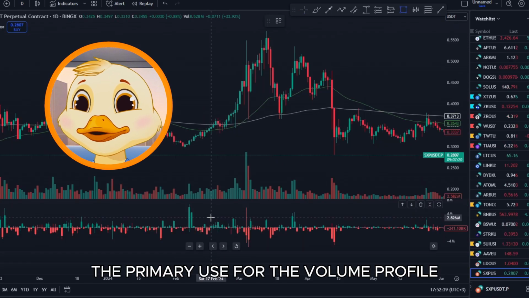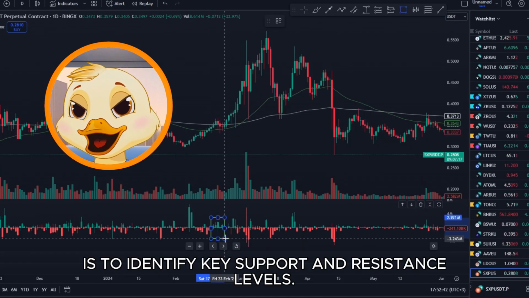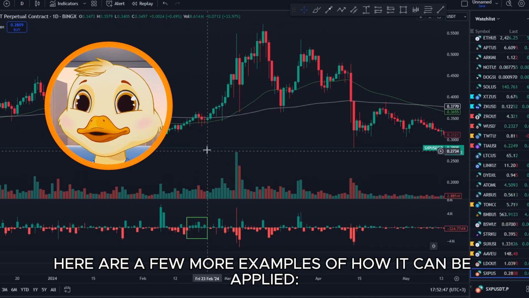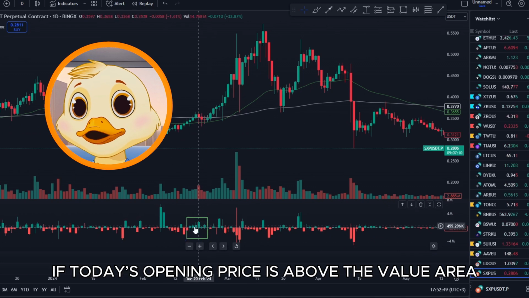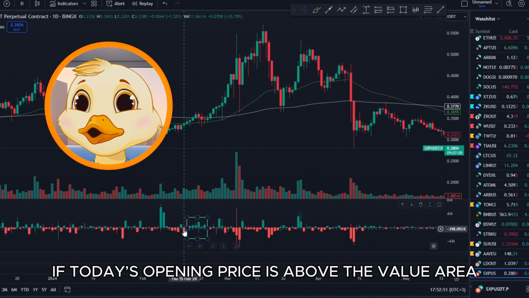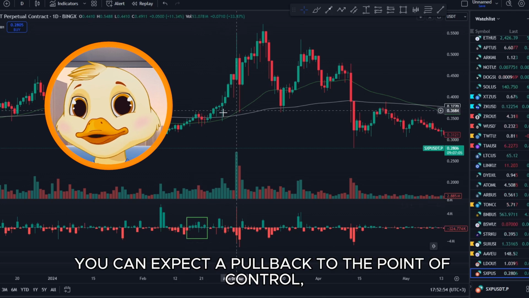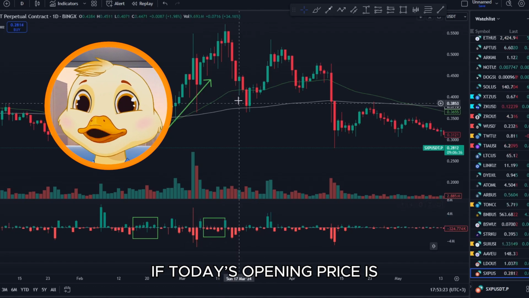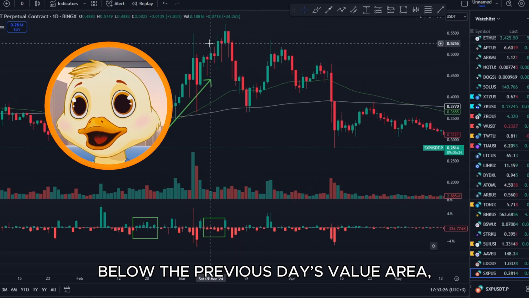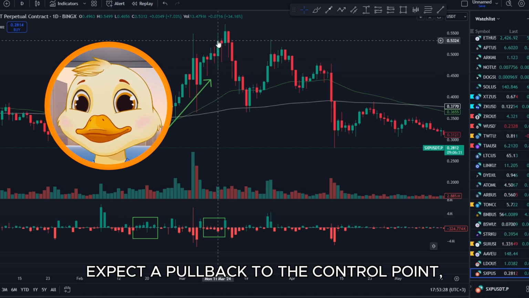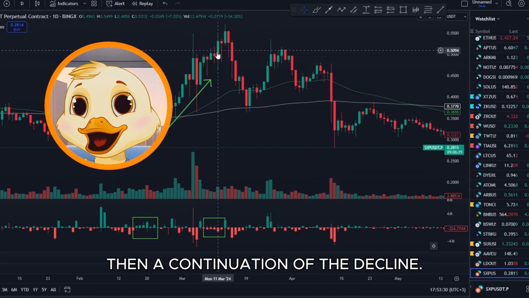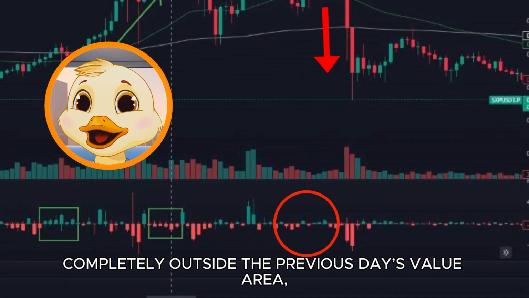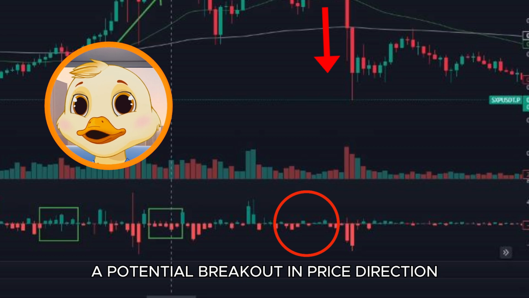The primary use for the volume profile among most traders is to identify key support and resistance levels. Here are a few more examples of how it can be applied. If today's opening price is above the value area of the previous day, you can expect a pullback to the point of control followed by continued growth. If today's opening price is below the previous day's value area, expect a pullback to the control point, then a continuation of the decline. If today's opening price is completely outside the previous day's value area, this could signal a potential breakout in price direction.